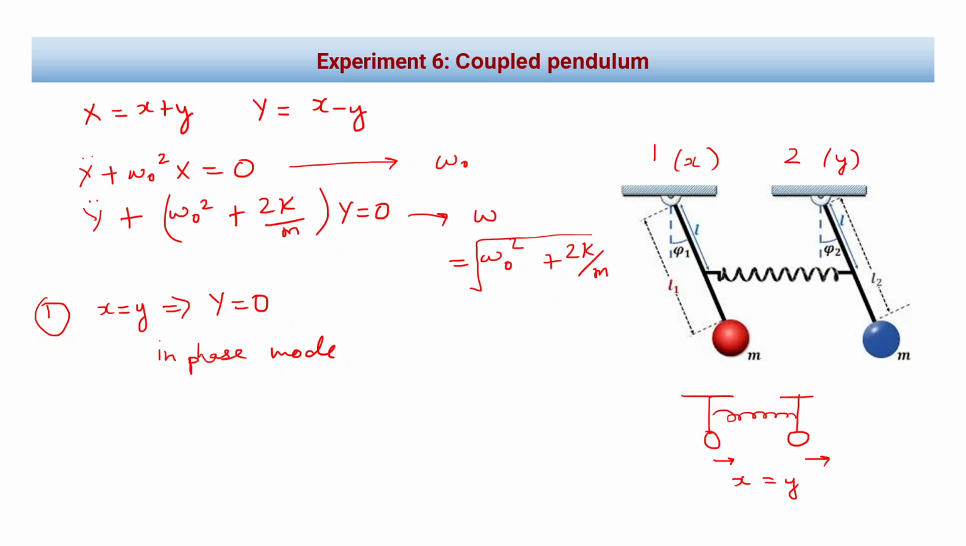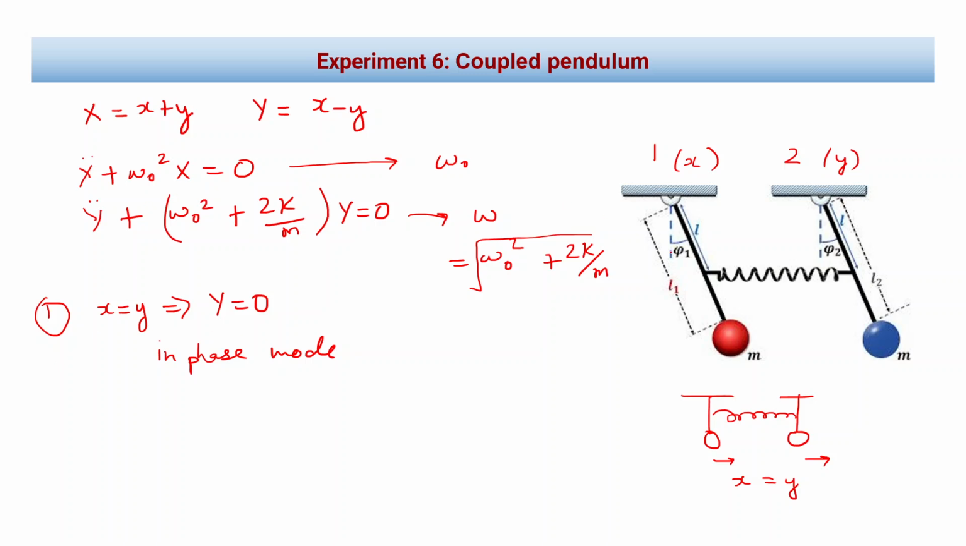So it's in equilibrium, and thus the oscillation of these pendulums will continue, but the spring will continue to be in equilibrium. Thus there will be no transfer of energy from one pendulum to another pendulum. This situation is called in phase mode.